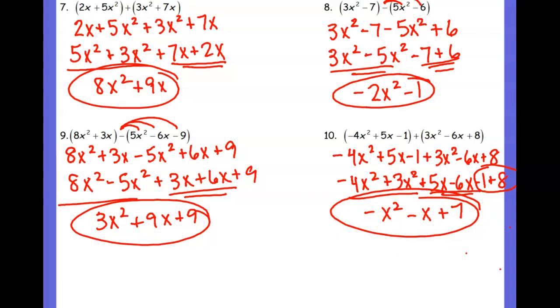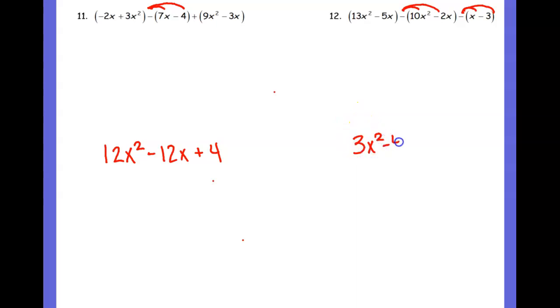You should be pretty familiar with combining like terms. If you'd like, you can go ahead to the answer key to look at number 11 and 12 or try them on your own. Okay, when you try them on your own, you should have a final answer. Notice in this one, you're just going to distribute the negative to those two to the right. And here you would distribute the negative to both sets of binomials there. The answer for number 11, your final answer, should be, if you try it on your own, 12x squared minus 12x plus 4. And number 12 should be 3x squared minus 4x plus 3.